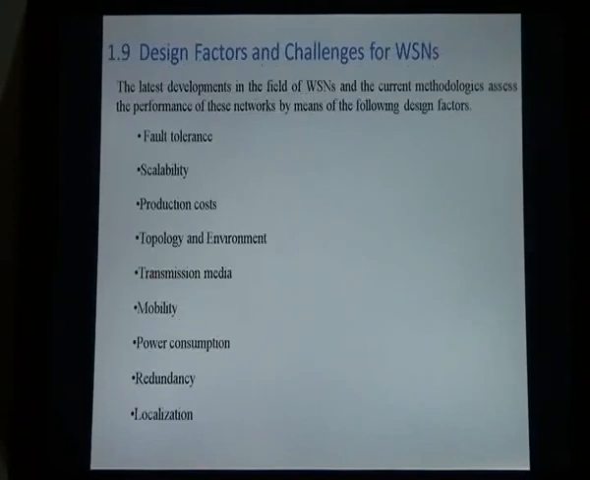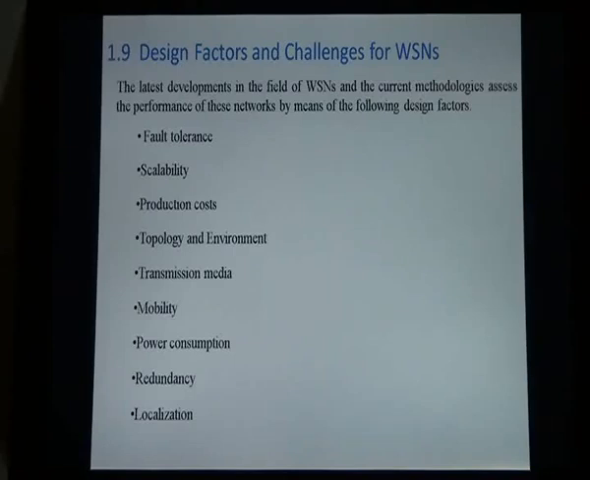As far as the design is concerned, these are the important design factors which have an important role in the development of wireless sensor networks. These are the design factors or challenges which can be addressed as an upcoming research area. They are fault tolerance and scalability. When we talk of scalability, it means how the number of nodes can be increased. The production cost: how can the cost of a particular sensor node be reduced.